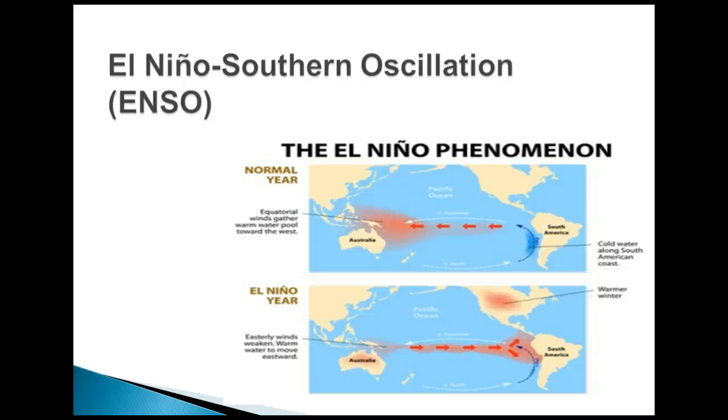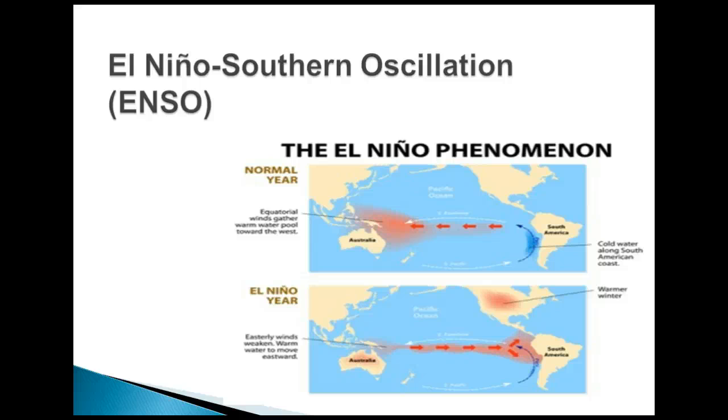Then lastly, make sure you write that their effects start to disappear between May and July of the following year. So again, they last 9 months, some can last for years, they form between June and August, and they disappear between May and July.